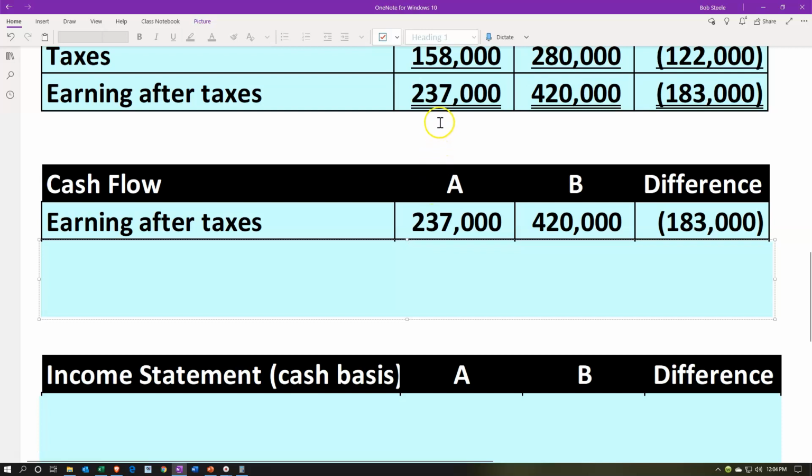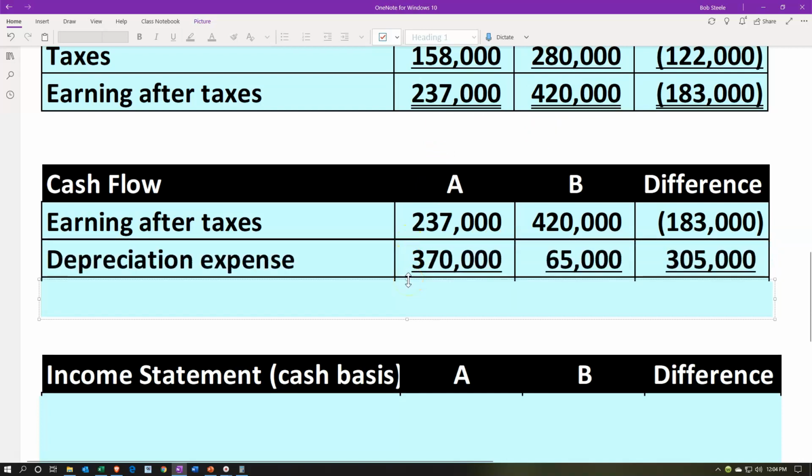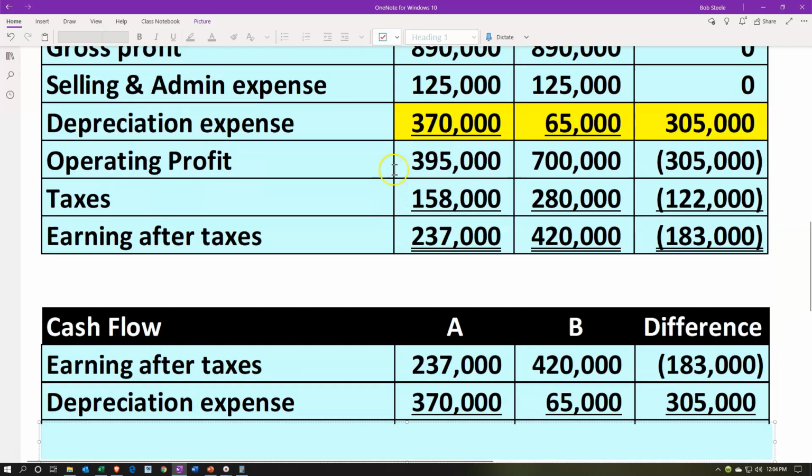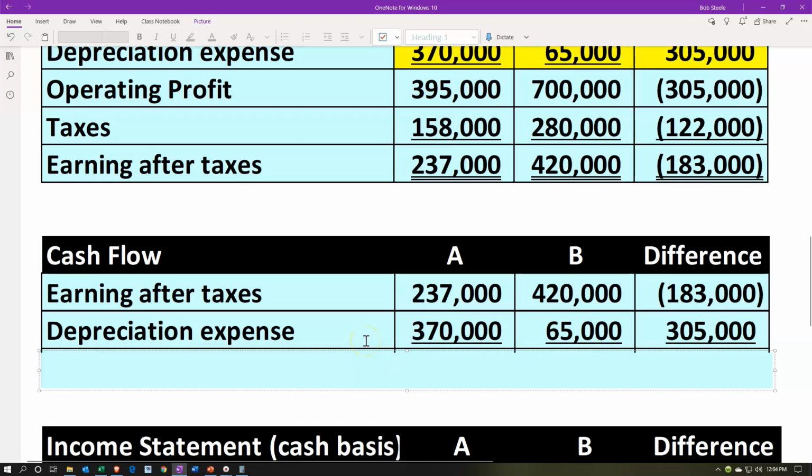So if we take the earnings after taxes for A and B that we left off with, we're going to say, hey, we need to add back the item that was non-cash related. That's going to be depreciation. So this depreciation, the 370 and the 65, are now going to be added back if we were to think of this from a cash flow basis, because that depreciation represents an expense, a decrease in the net income, which was not representative of actual cash that went out.